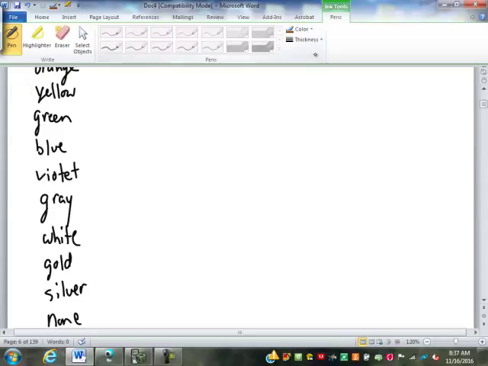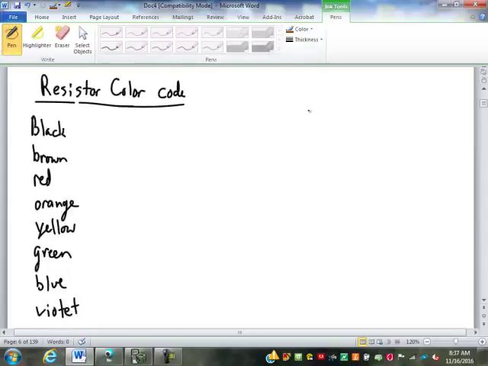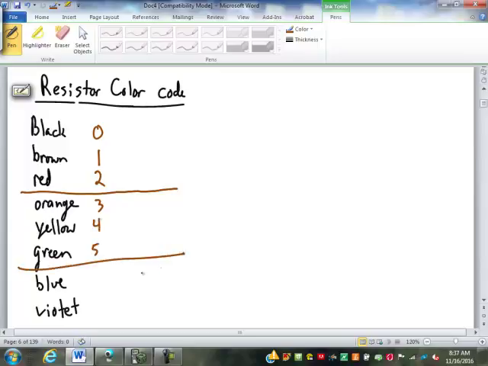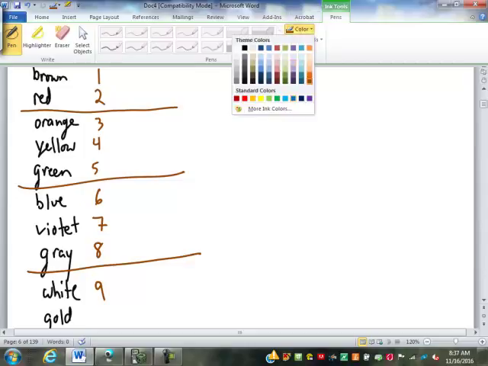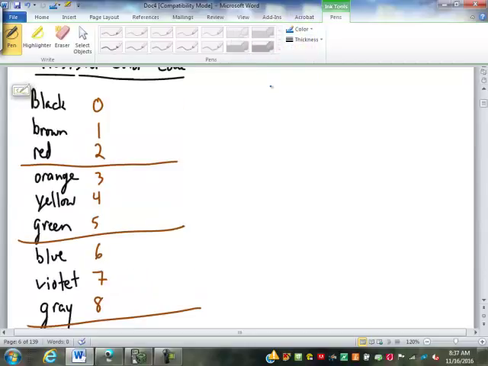Each of these has a numerical value to it. Black represents 0. Brown represents 1. Red represents the number 2. Orange would be 3. Yellow 4. And green represents 5. Blue is 6. Violet 7. Gray is 8. White is 9. Bless you. So those are the numbers they represent if they're in one of the first two bands.